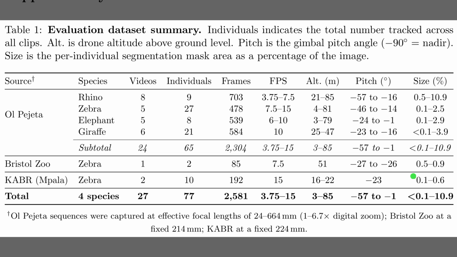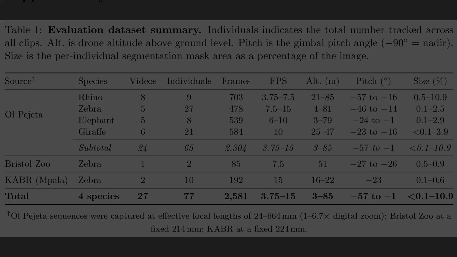To validate these different modules, Table 1 summarizes the evaluation dataset. The data comes from 3 sources covering 4 morphologically distinct species: rhinos, zebras, elephants, and giraffes. In total, the collection features 27 video sequences and over 2,500 annotated frames, tracking 77 individuals. The rightmost columns highlight a wide range of flight conditions, showing drone altitudes varying from 3 to 85 meters, which demonstrates the framework's robustness across diverse real-world scenarios.